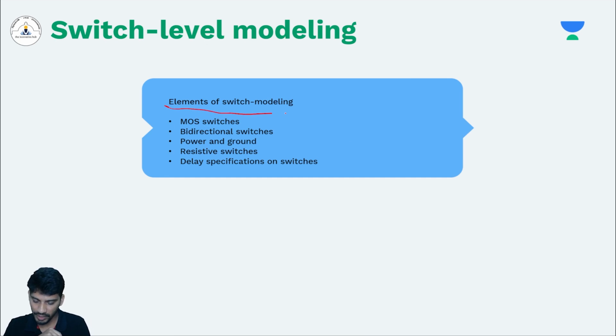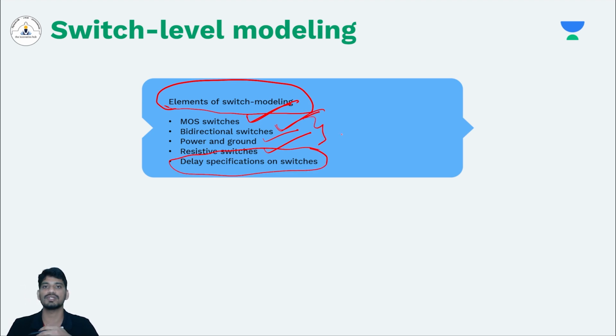So what are the different elements that are available in switch modeling? First one is MOS switches or MOS transistors, which are used as switches. And then we have bidirectional switches and power and ground elements, resistive switches. Then we will see how to apply delays to all these switches. So we will see one by one.